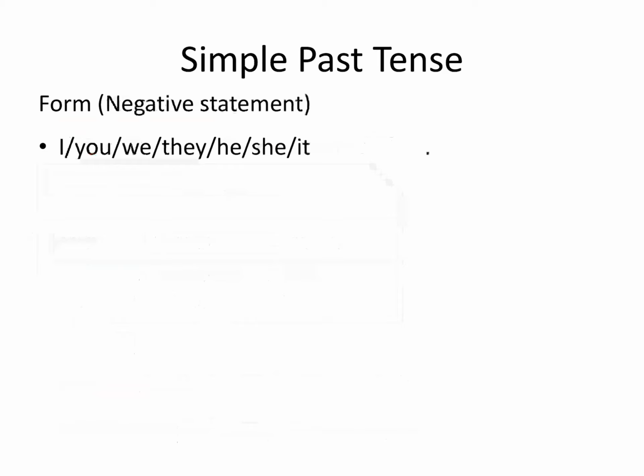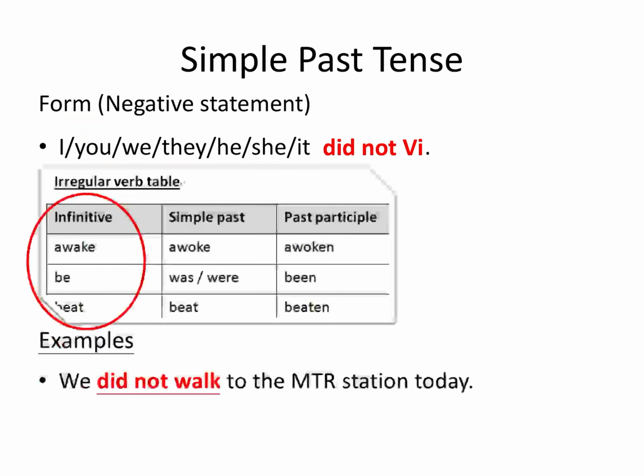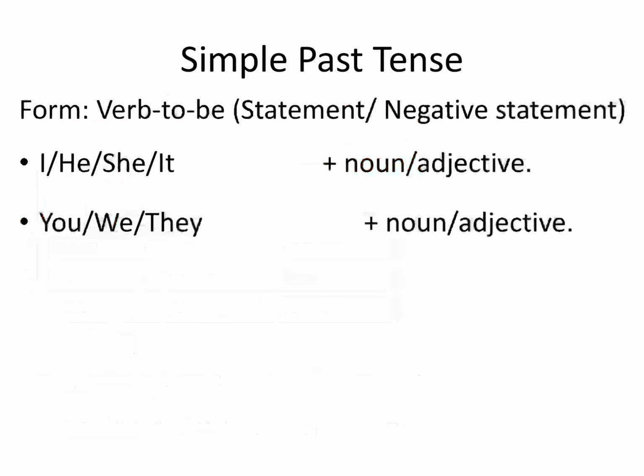Another example: did you see Mr. Chan 2 days ago? As for negative statements, which means adding not to the statement, it is similar to the question form. We have to start the verb with did not and then a verb infinitive. Example: we did not walk to the MTR station today. Please note that we don't add any ed after did not. Another example: it did not eat any fish this morning. We can see the action eat remains unchanged after did not.